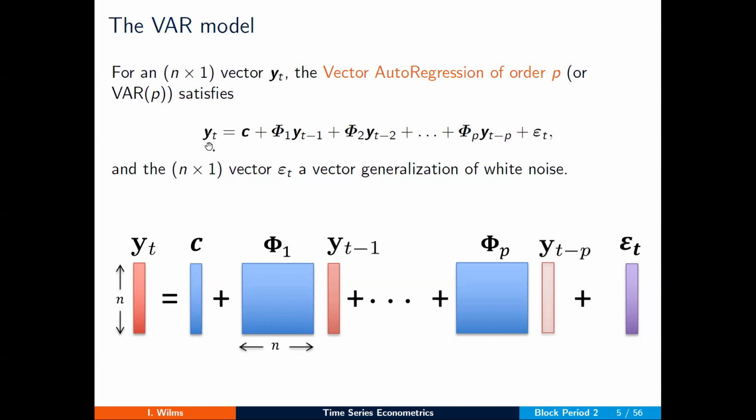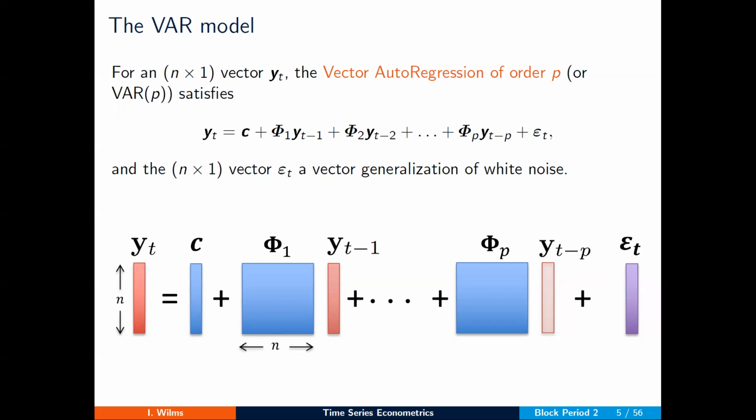So our stationary vector process YT follows a vector autoregressive model of order P if it satisfies this model equation, where we regress YT on a constant C and on its own past values up until P periods ago. And we have an error vector epsilon T, which collects the n error terms.